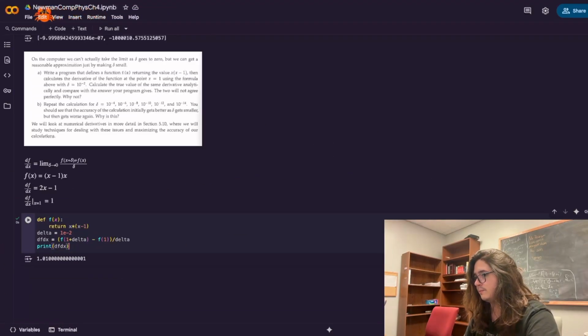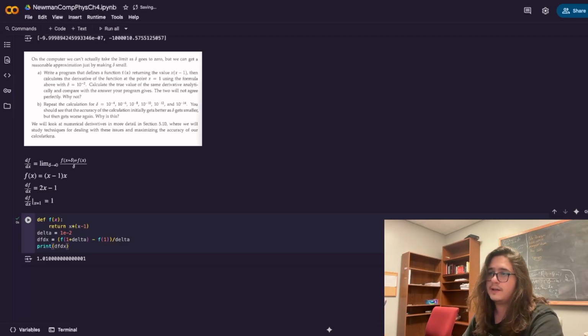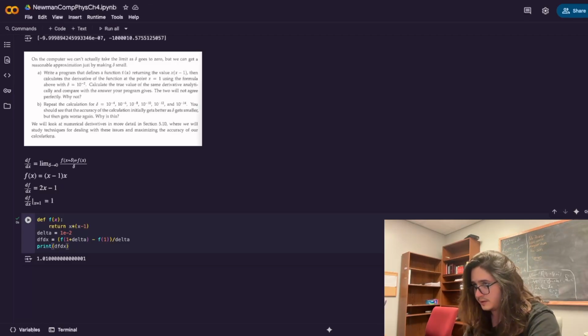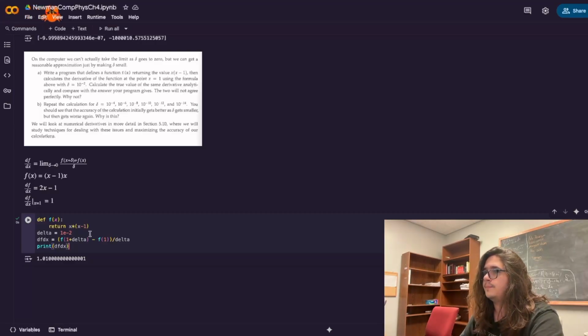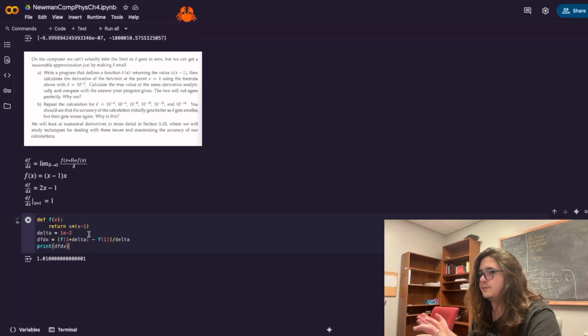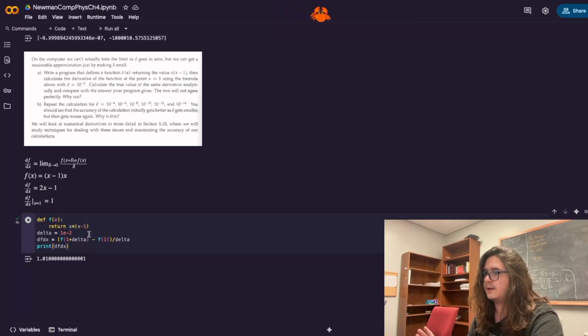Okay, got 1.01. So our answer should be 1, but it's off by a factor of delta, looks like, which is interesting. That's just because we calculated with such a large value for delta, it's going to be off. If you do it on paper, you'll get a similar result if you do it just like that.